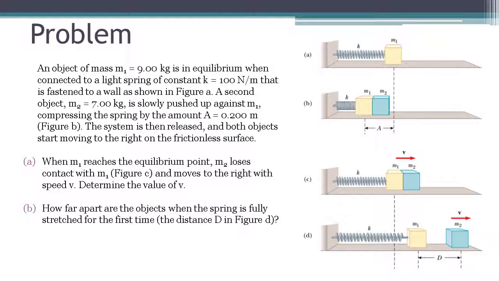And then there are two parts to this problem. A, when m1 reaches the equilibrium point, m2 loses contact with m1, as shown in figure C, and moves to the right with speed v. Determine the value of v. In the second part, B, how far apart are the objects when the spring is fully stretched for the first time, the distance d shown in figure D?